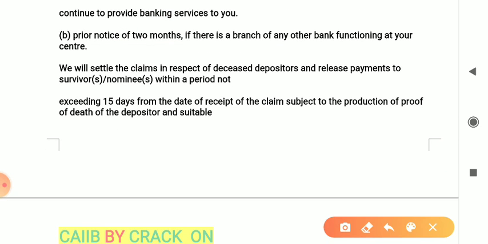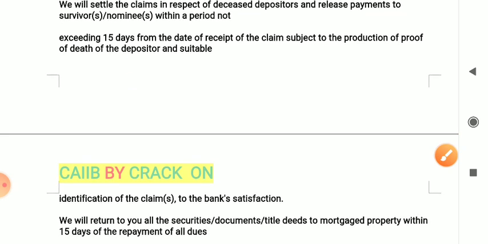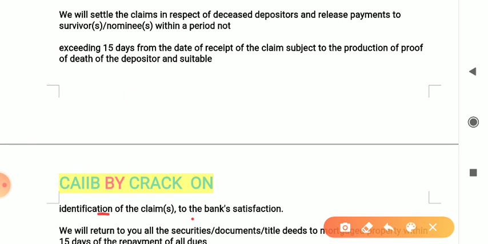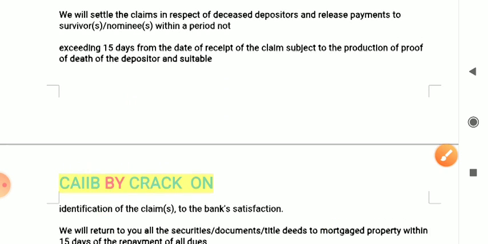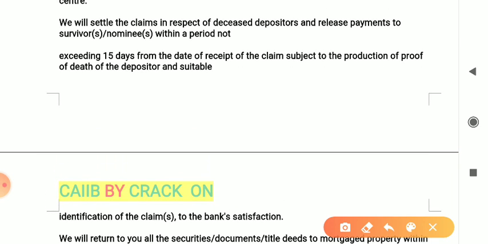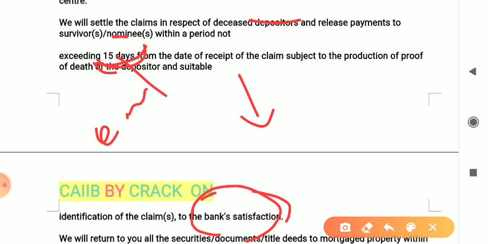We will settle the claim in respect of the deceased deposits. If someone passes away, we will release payments to the survivors and nominee within a period not exceeding 15 days from the date of receipt of the claim, subject to the production of proof of death of the depositor and suitable documentation of the identification of the claimants to the bank's satisfaction, right. So that means in the deceased case, if you satisfy everything and every document has been submitted including the death certificate, then after satisfying all the guidelines of the bank, it will be processed within 15 days.